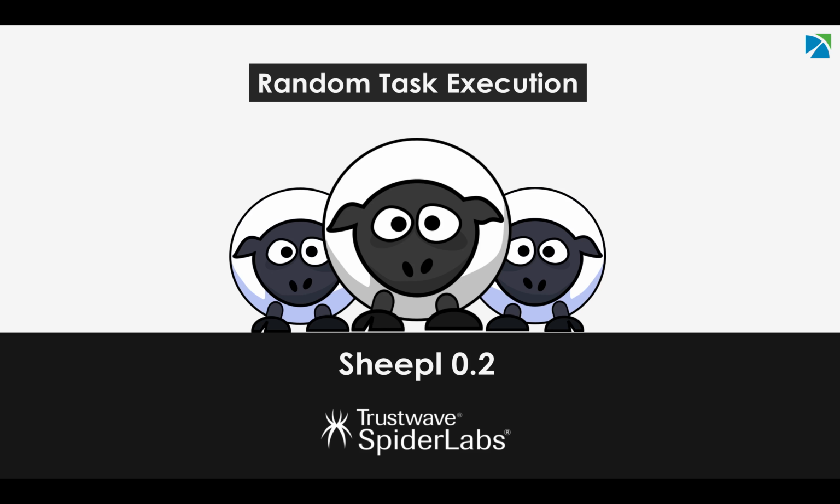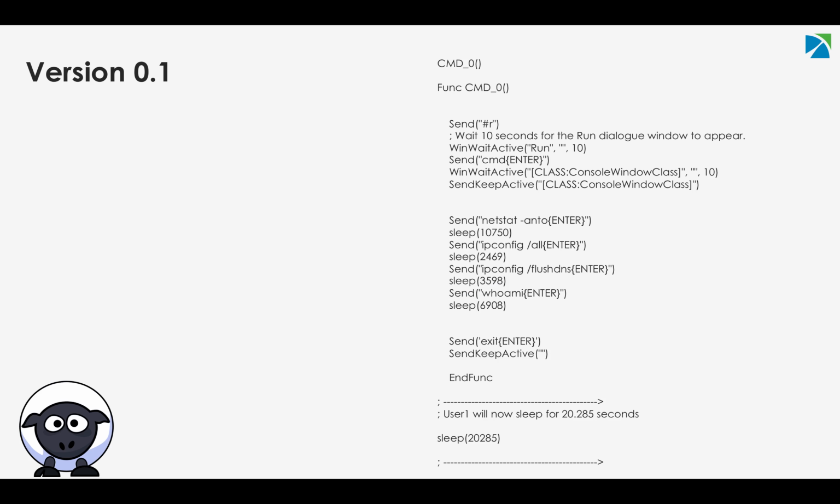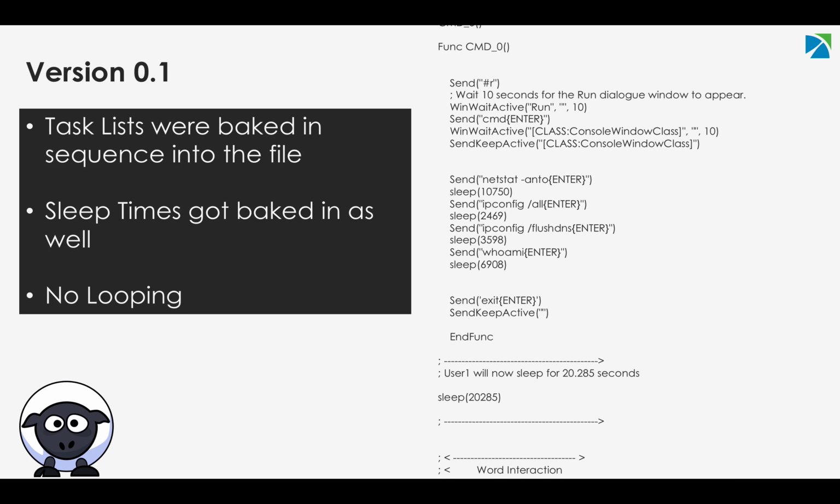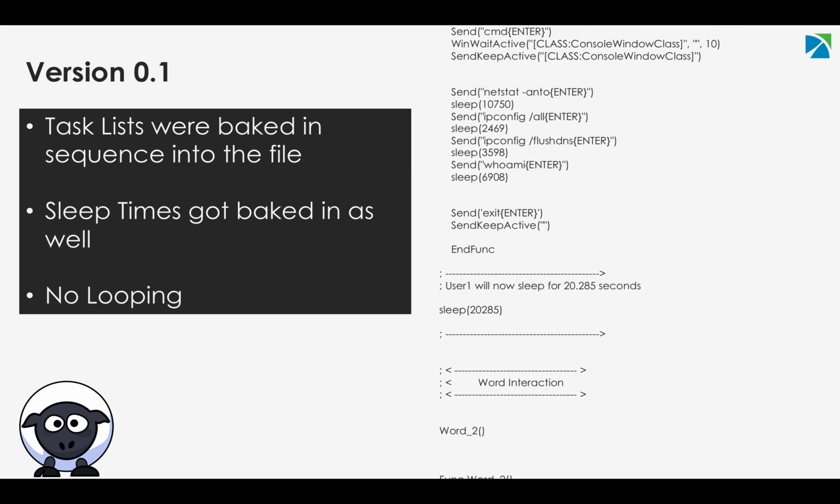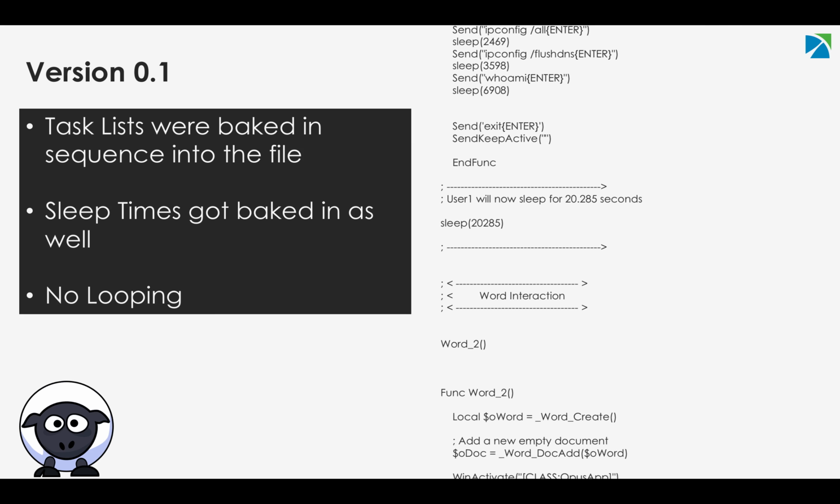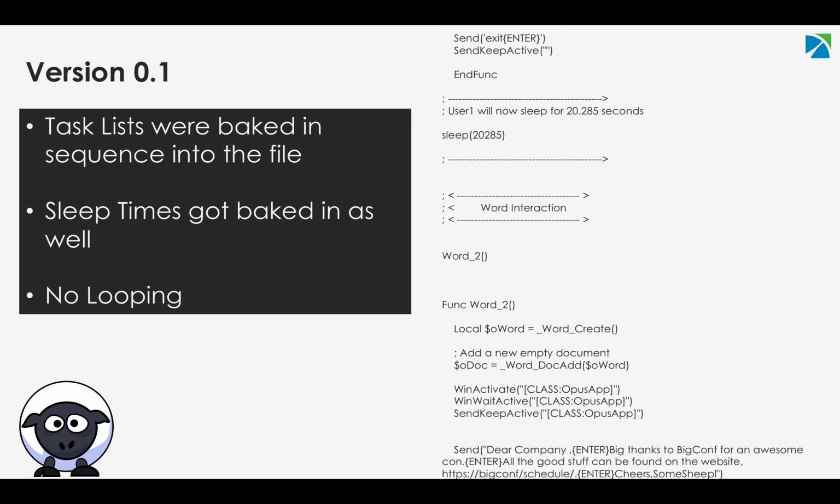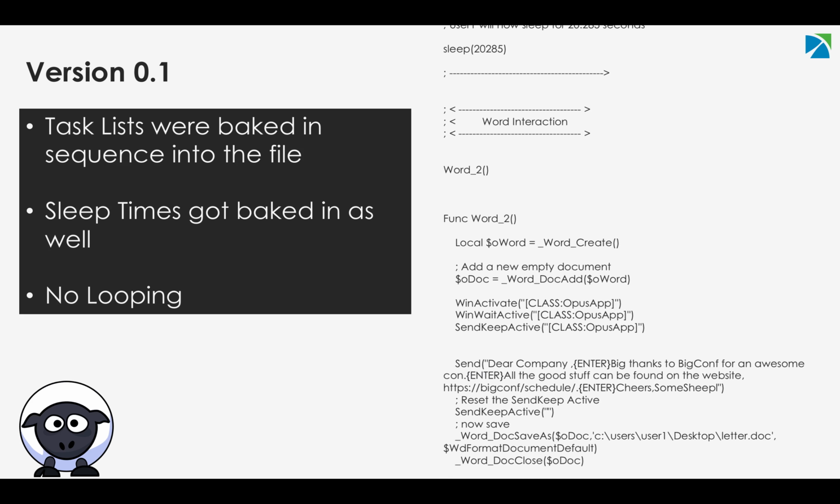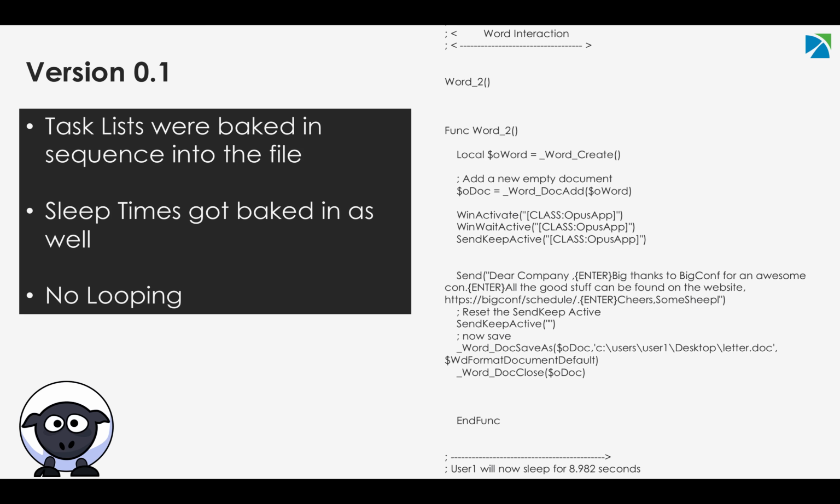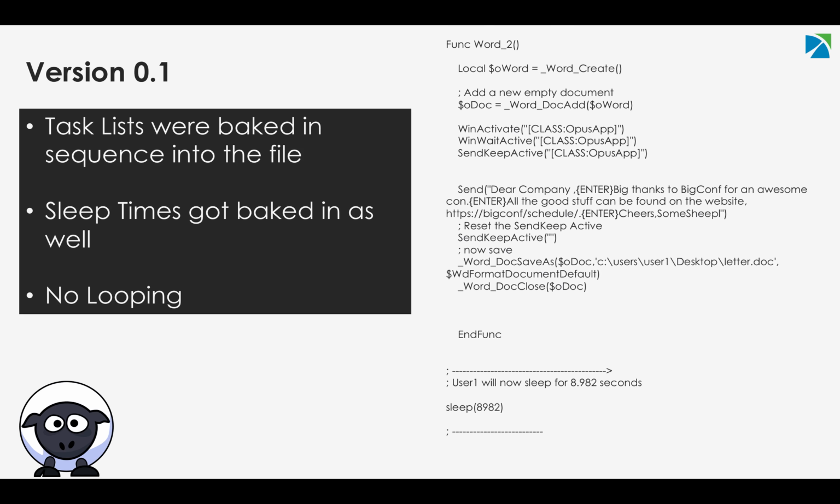So this is a quick overview of Sheepl version 0.2. The focus of this release has been around how the tasks are created, how they're executed, and how we can introduce even more randomness into that process. Previously, the first released version, Sheepl 0.1, baked the task list in sequence into the file itself, along with the sleep times. There was also no option for looping that, so once it had completed a time span, that was essentially it. I wanted to look at how I could improve that scenario.